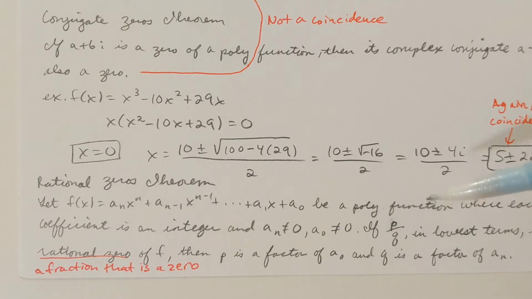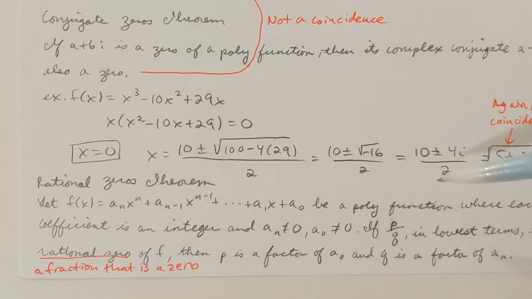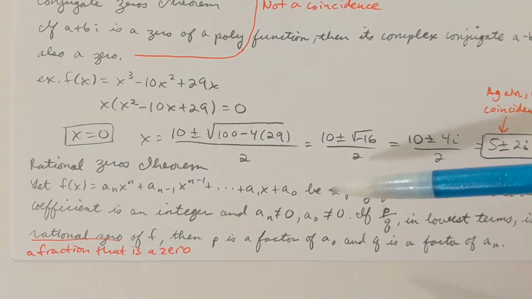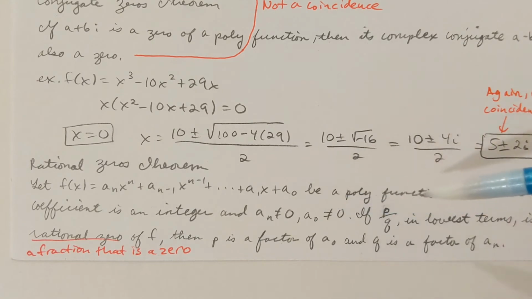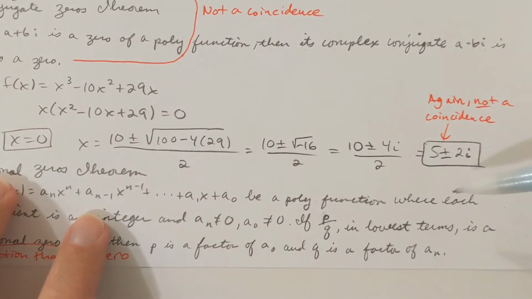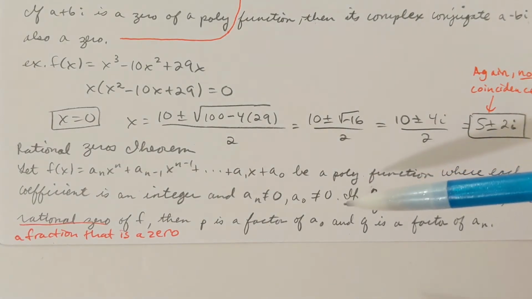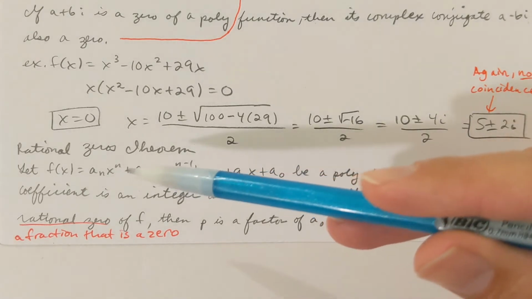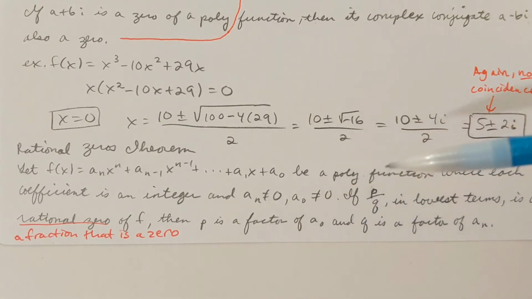Let f of x be a function, and f of x is a polynomial, where each coefficient is an integer, and a sub n and a sub 0 are not 0. Okay, if p over q, which is in lowest terms, is a rational zero of f, then p is a factor of a sub 0 and q is a factor of a sub n. A rational zero is a fraction that is a zero.